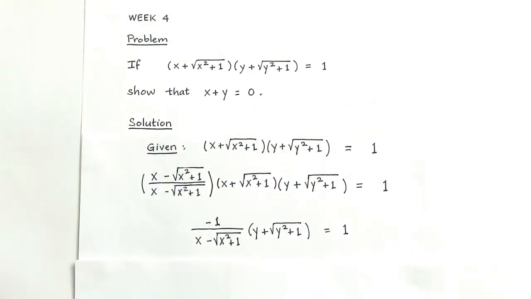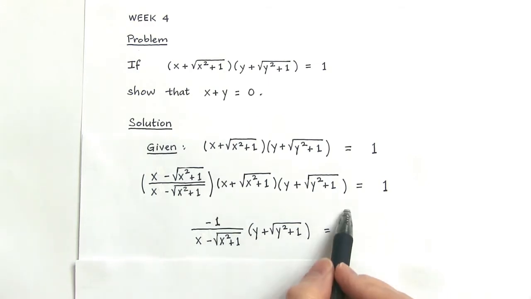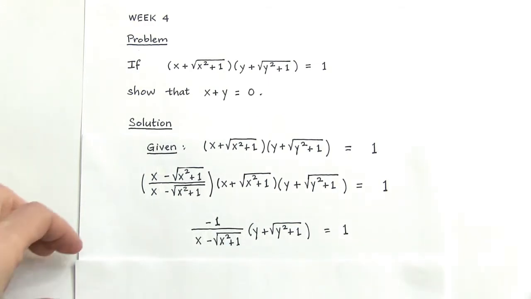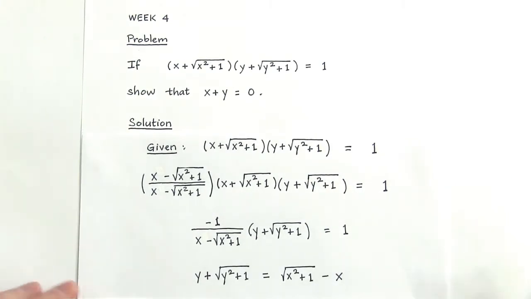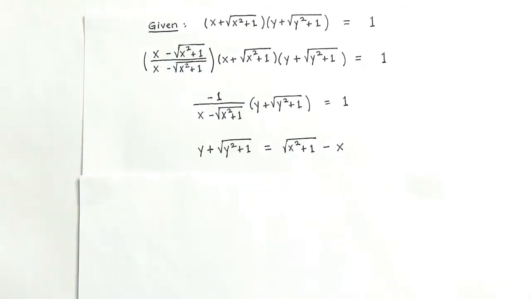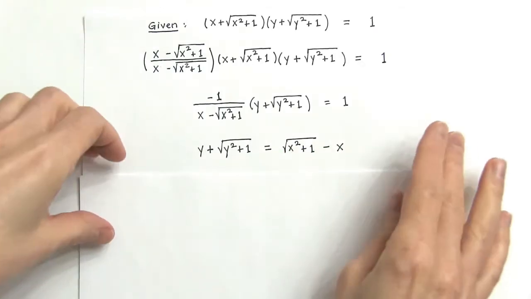What I can do next is multiply both sides by the reciprocal, like this, and I get that y plus the square root of y squared plus 1 is equal to the negative of this denominator, because I multiplied both sides by the denominator and then by negative 1. I'm now able to rearrange this expression a little bit as follows.